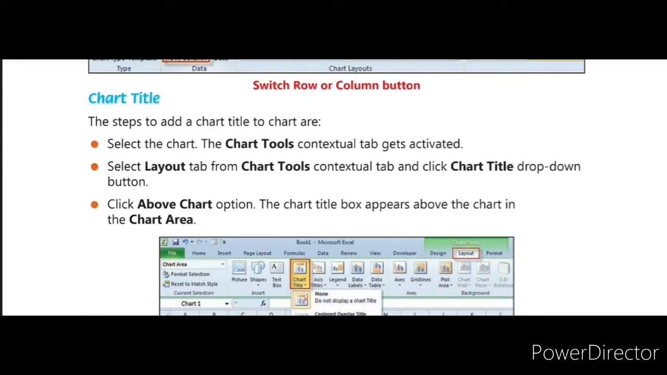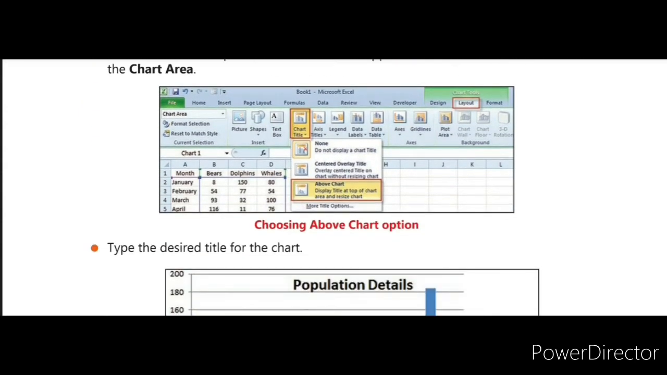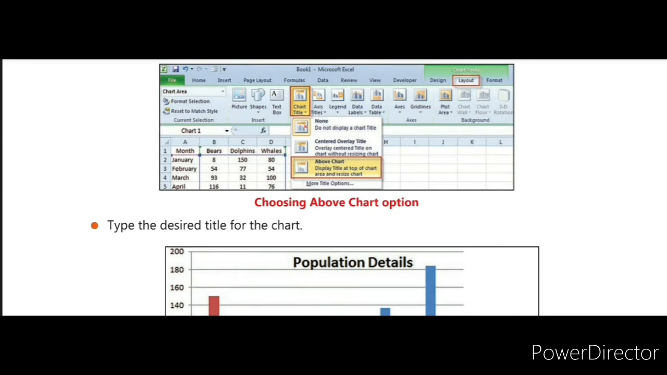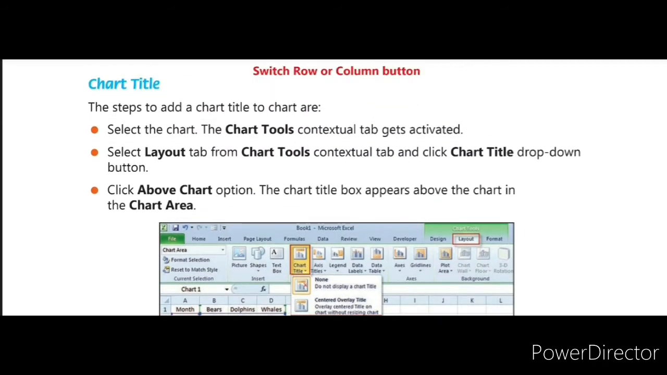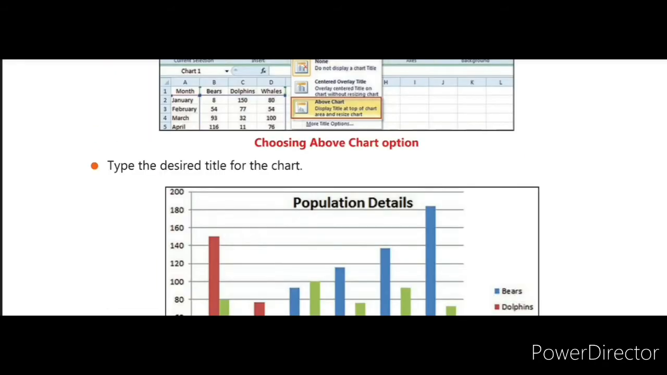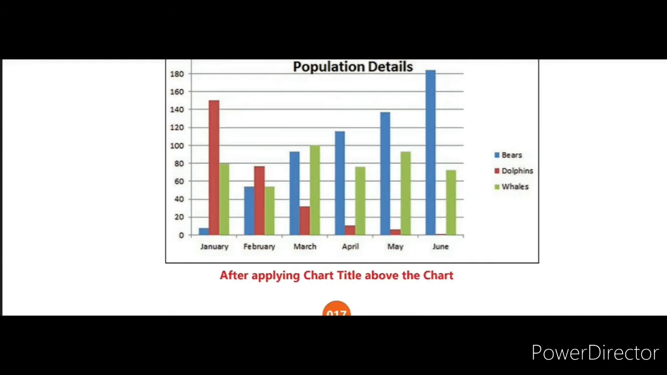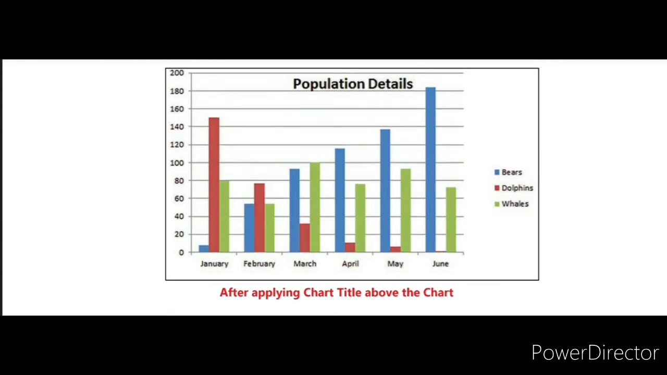Next we have seen the chart title. The steps to add the chart title are given below. Here in this example we have selected the above chart option, so the chart title is going to display above the chart. See, population details, this is the chart title. It is being displayed on top of the chart.